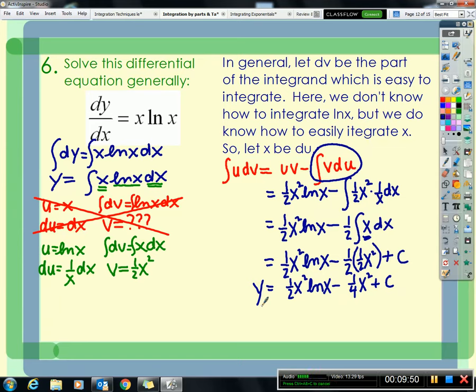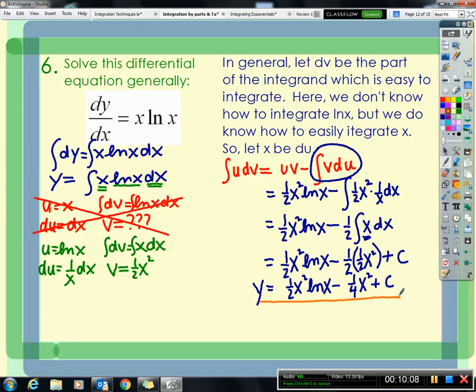Now, can you check your answer? Yes, you can. And I'm not going to do it every time. I'm going to do it here, though. So I'm going to check in orange. So the way that I can check this solution is to simply differentiate it.